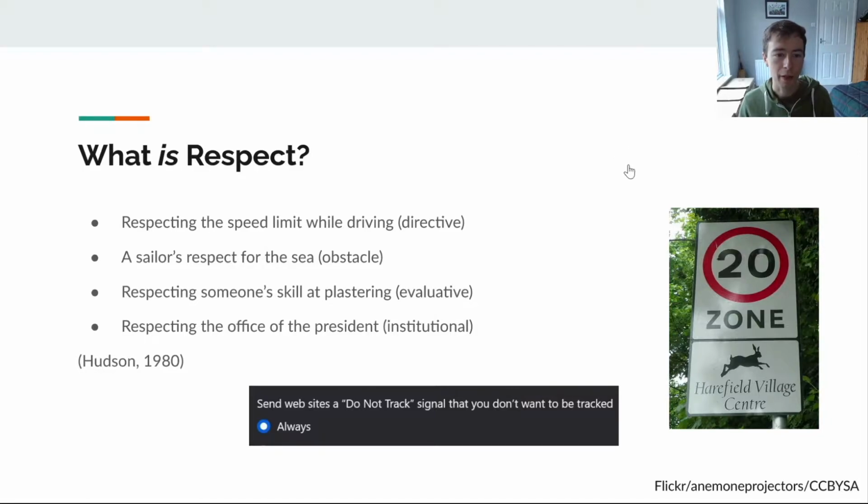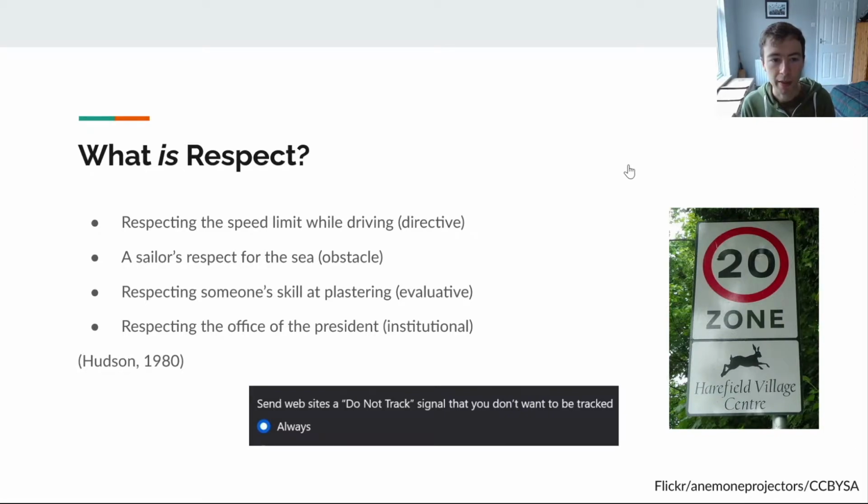So to start us off, we've got four intuitive ways of thinking about respect here. So we might respect a directive, a law, or other sort of request, like the speed limit when you're driving. You might respect somebody's privacy, either through an explicit directive like do not track, or through legal instruments like the GDPR in Europe or the CCPA in the US. You might also respect something as an obstacle, so think a sailor's respect for the sea, something that could harm us or work against our goals in some way if we don't take proper consideration of it.